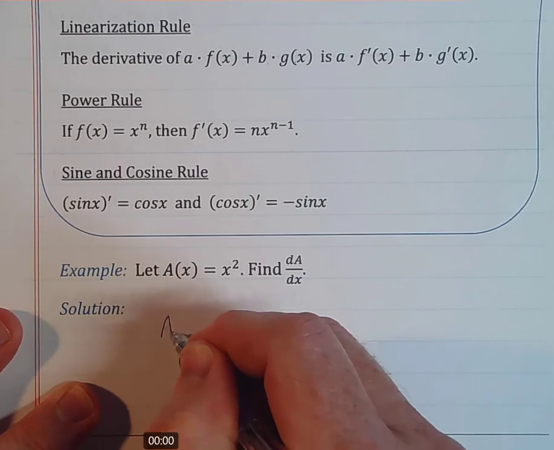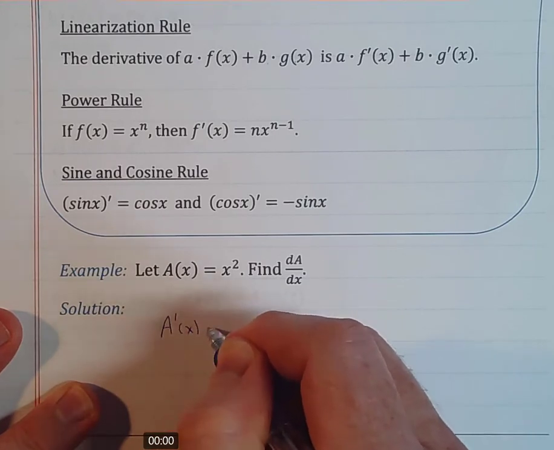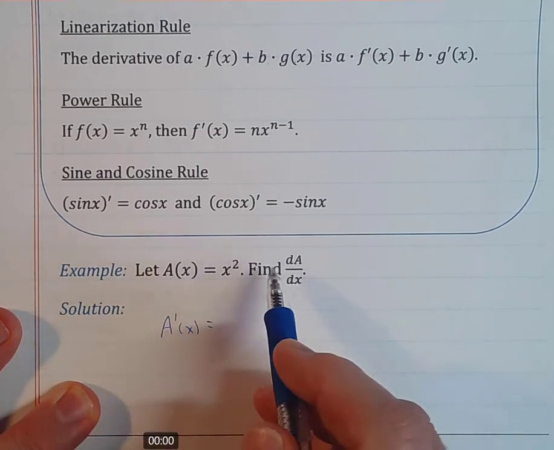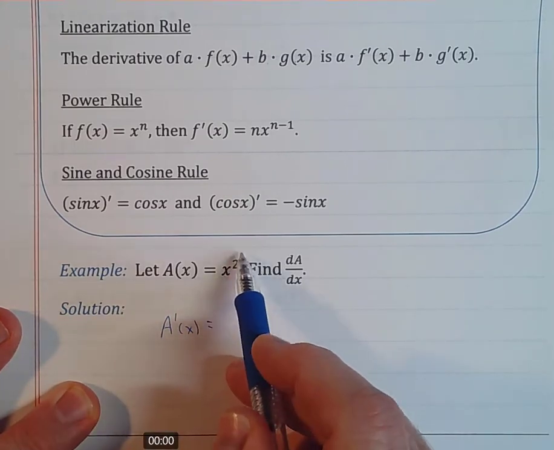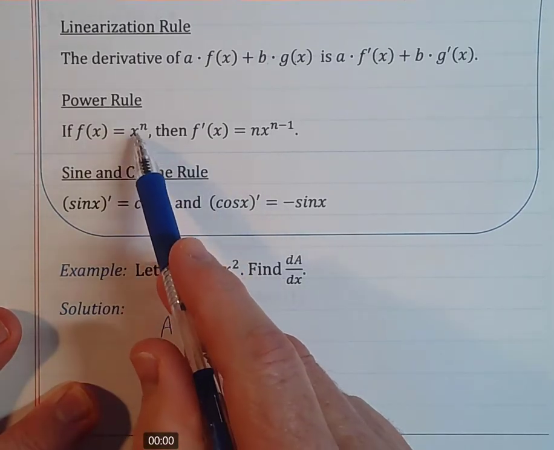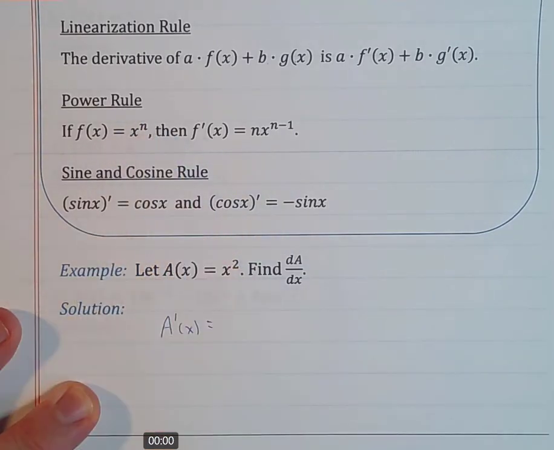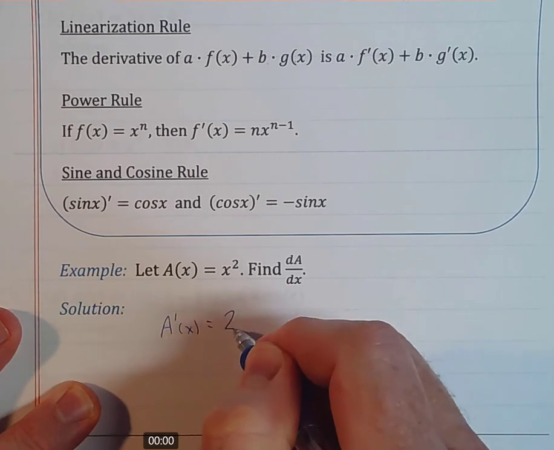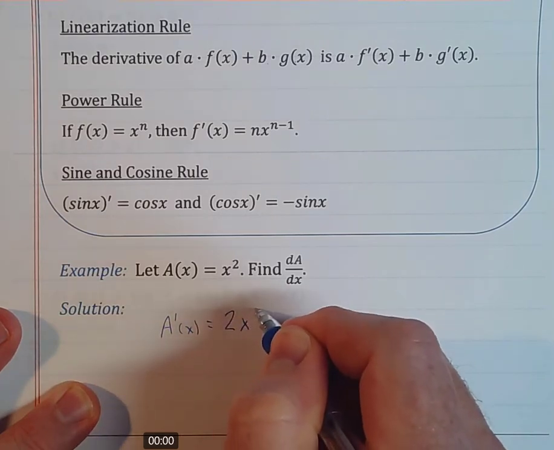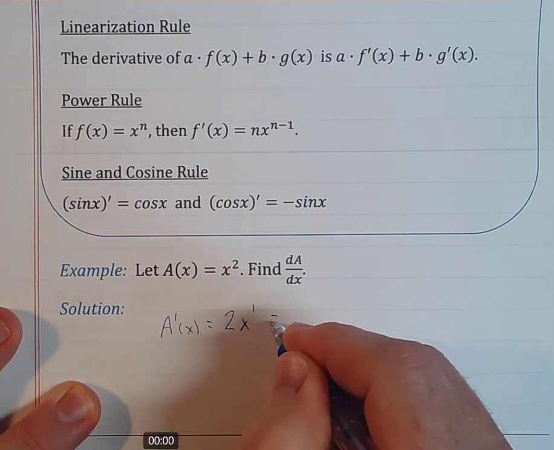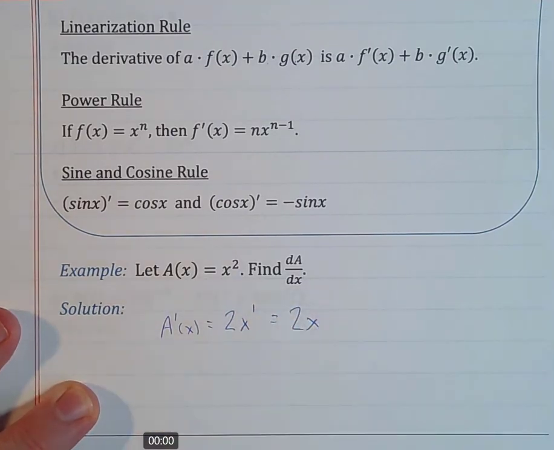Okay, I'm going to go back to A prime. Let's see here, the derivative. Now I see that I could use the power rule here. This is x to the second power. And the power rule says that if you have x to the n, just bring the n out front and subtract the exponent by 1. So it looks like this would be 2 times x to the 2 minus 1, which would just give me a 1 up here. And that's just 2 times x. And that's my derivative.